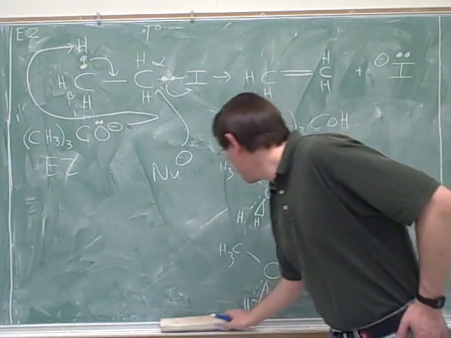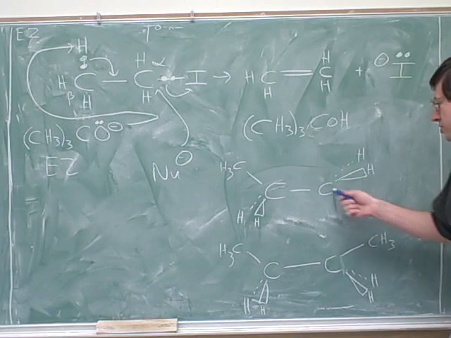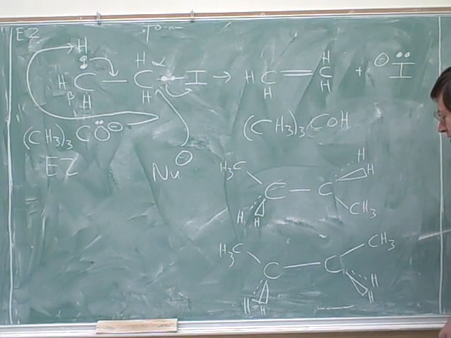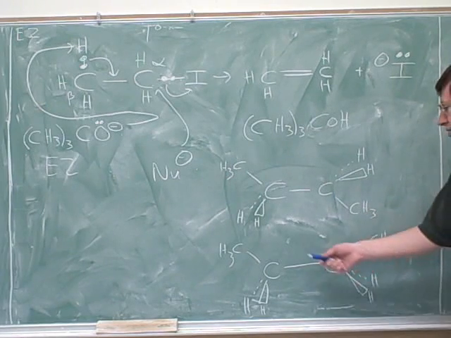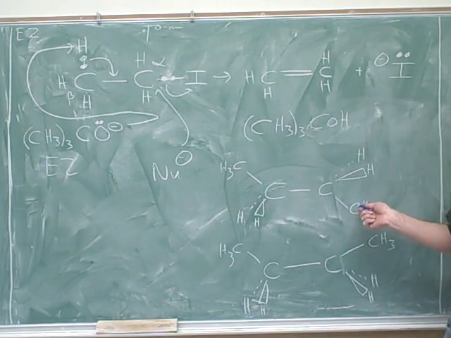Alright, so if you look at these 2 molecules, they look pretty much the same. They're both butane. They're both 4 carbon chains. 1, 2, 3, 4. They're both butane. The difference is here, the 2 methyls on the ends, here the 2 methyls are both pointing up. And here 1 methyl is pointing up and 1 methyl is pointing down.